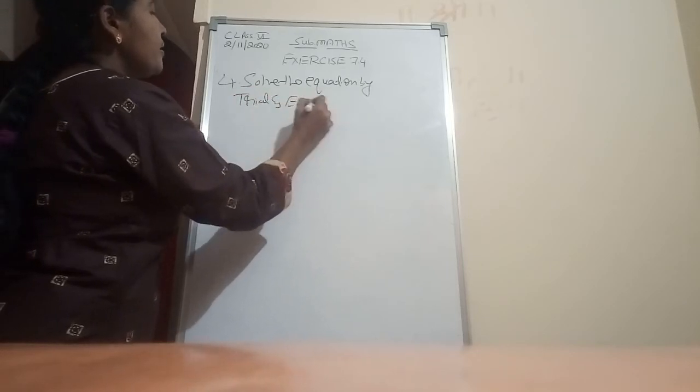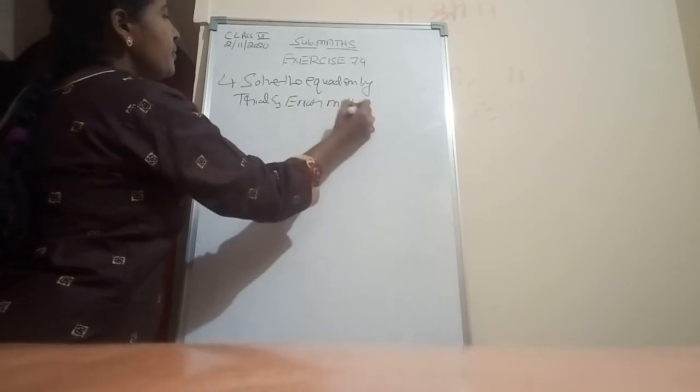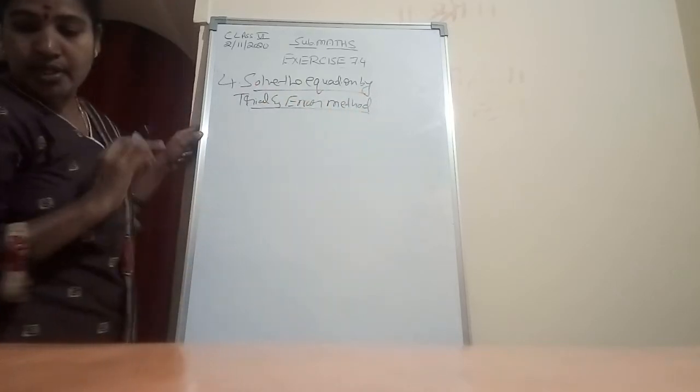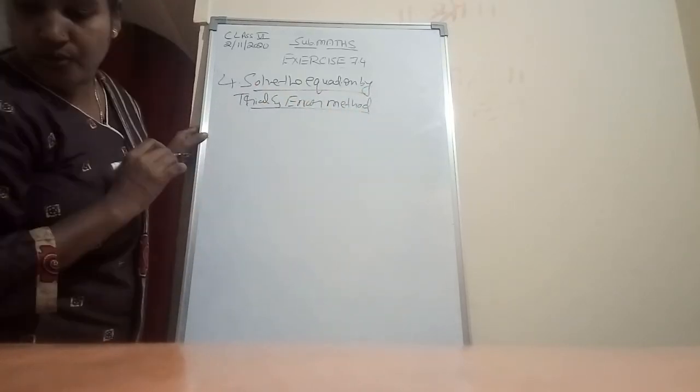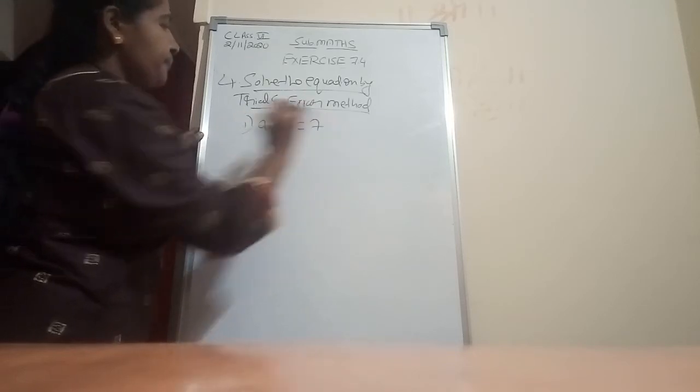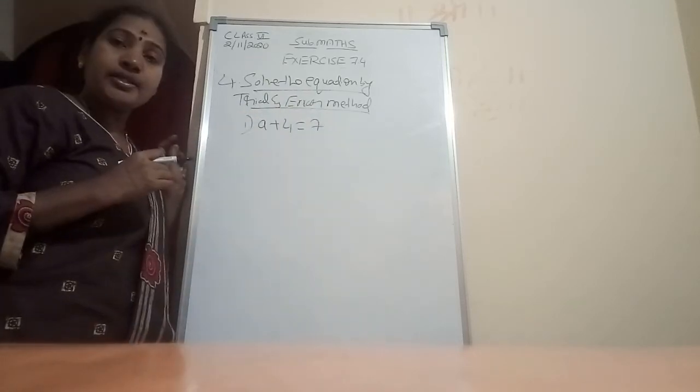By trial and error method. In the last video I explained the trial and error method. So one question: a plus 4 is equal to 7. So how to solve it using the trial and error method?